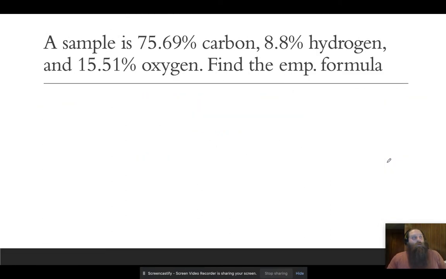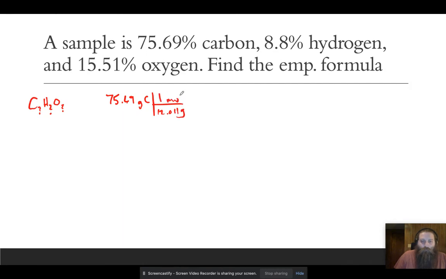All right, one more. We have 2 more left. So this one and one more. So we have carbon something, hydrogen something, oxygen something. So let's do it a little quicker. 75.69 grams of carbon, 12.011 grams in a mole of carbon. We're going to divide 75.69 divided by 12.011 gives me 6.3017 moles of carbon.